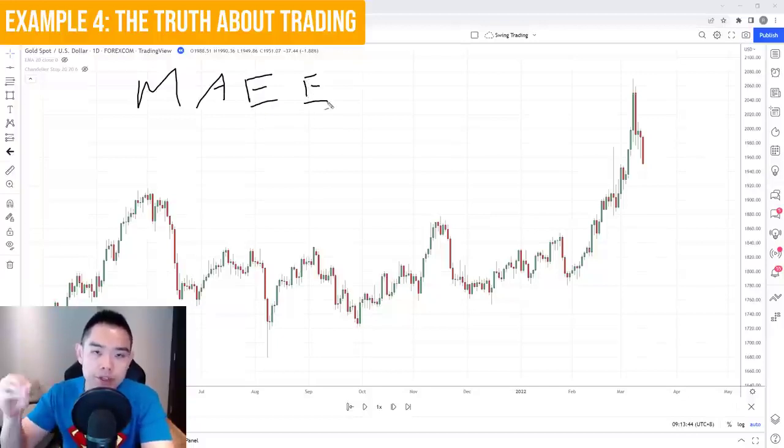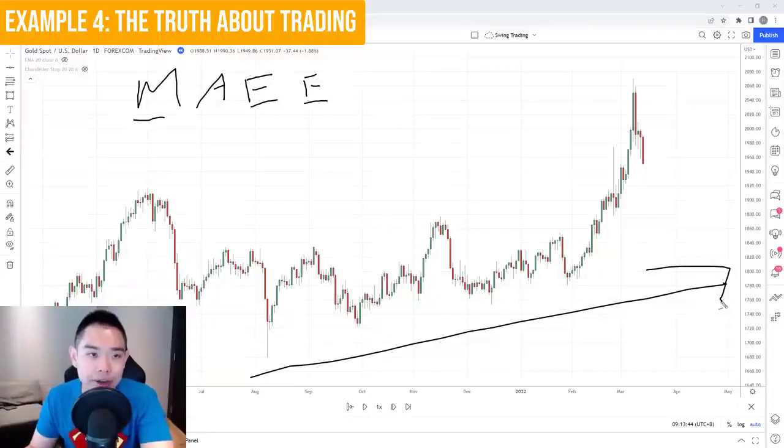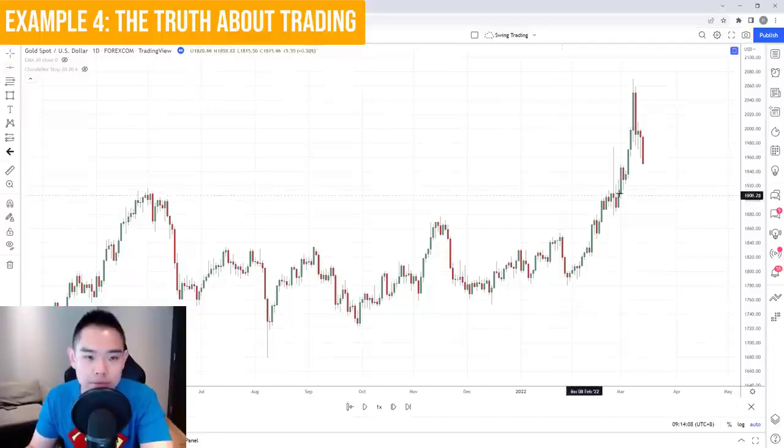If you look at this chart over here, this is the chart of gold, the daily time frame. What is the market structure? Market structure is in an uptrend, so we are looking for buying opportunities. Where is the area of value? From what I'm seeing over here, I would say this is a possible area of value.